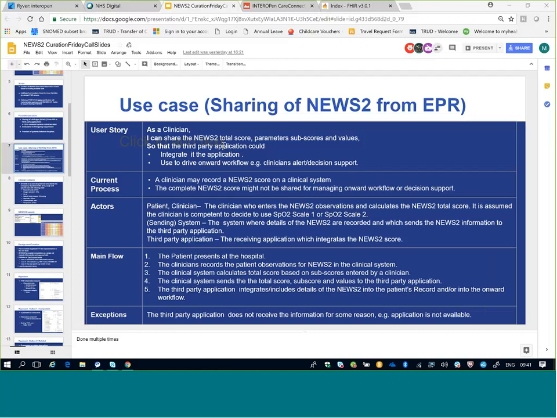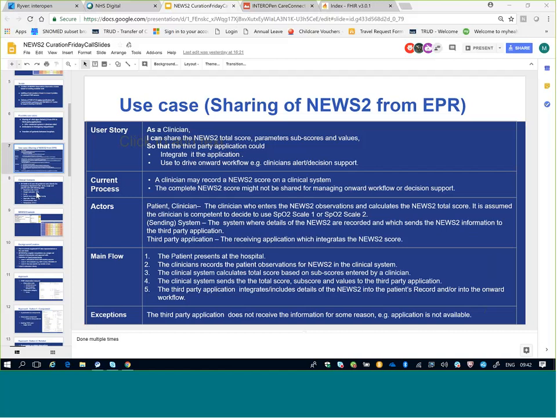The sending system will be the system where the NEWS2 is recorded, and the third-party application is the one receiving it. So the main flow is the patient is presenting at the hospital. The clinician records the patient observation for NEWS2 in the clinical system. The clinical system calculates the total score based on subscores entered by a clinician. So one alternative path is that the system actually calculates the subscores based on actual observations recorded by a clinician. So that's a possibility as well. The clinical system sends the total score to the third-party application, and the third-party application integrates it into its own workflow. And exceptions are, the third-party application might not be available.